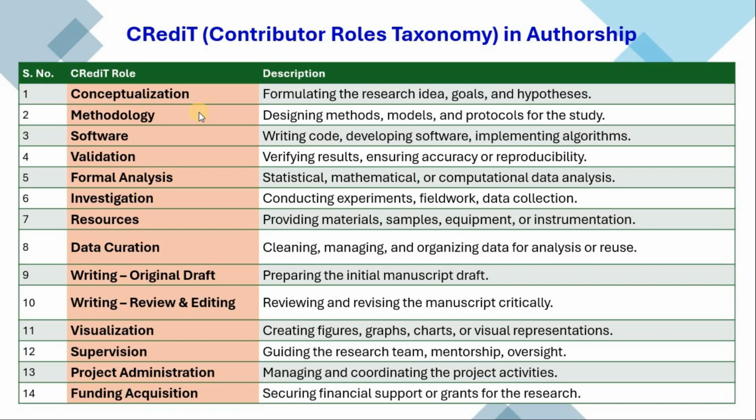The first is called conceptualization, which basically refers to formulating the research idea, goals and hypothesis. The second one is called methodology, which deals with designing methods, models and protocols for the study. There is software, the third point: writing code, developing software, implementing algorithms. Validation refers to verifying results, ensuring accuracy and reproducibility. The fifth one is formal analysis, which relates to statistical, mathematical, computational data analysis. The sixth one stands for investigation, which, as you all know, deals with conducting experiments, fieldwork, data collection.